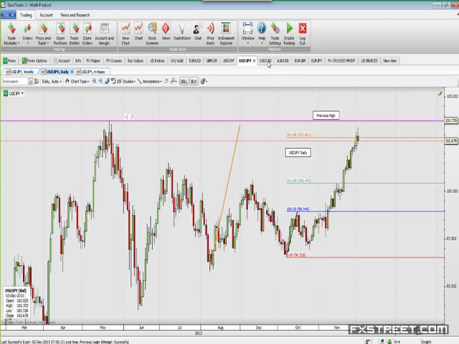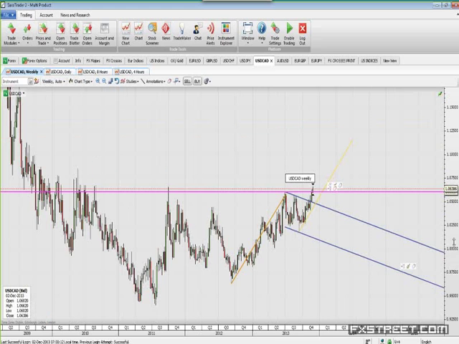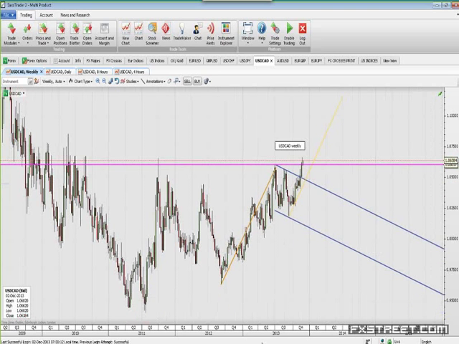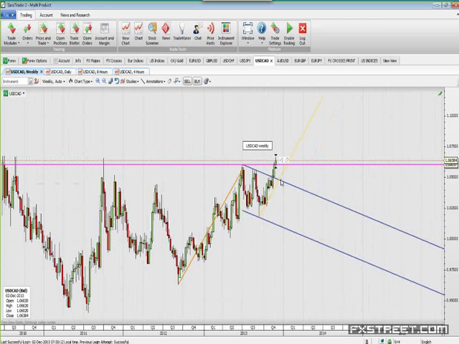Okay. Dollar CAD, again, thinking about the dollar bias, we consolidated in the channel formation. We've now broken out of the channel formation. This is a weekly chart. There is scope for a retest of the breakout level. It does sometimes happen, sometimes it just fires and we don't see it.